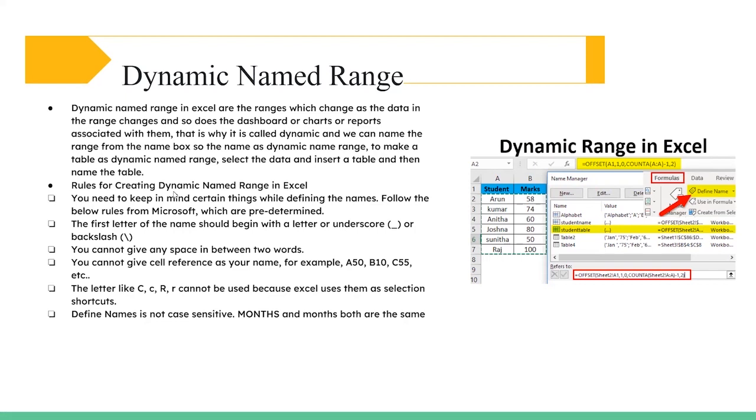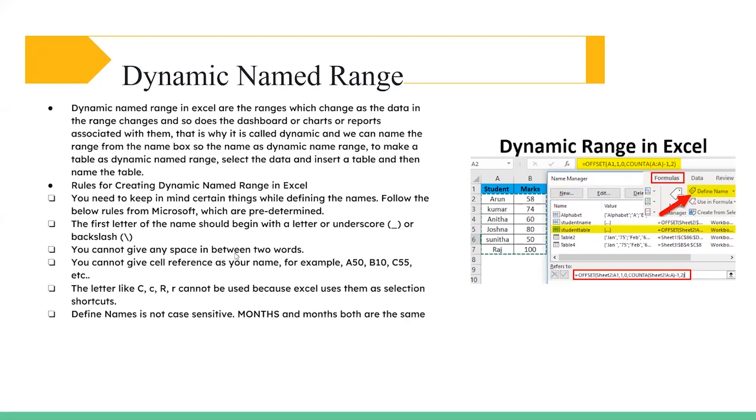You need to keep in mind certain things while defining names. Follow the rules below from Microsoft, which are predetermined. These are generic rules which we have for any naming convention. The first letter of the name should begin with a letter, underscore, or backslash. For this, backslash is valid, but in some other places it isn't taken into account. So try to keep it a letter as much as possible, or underscore if needed for special cases.